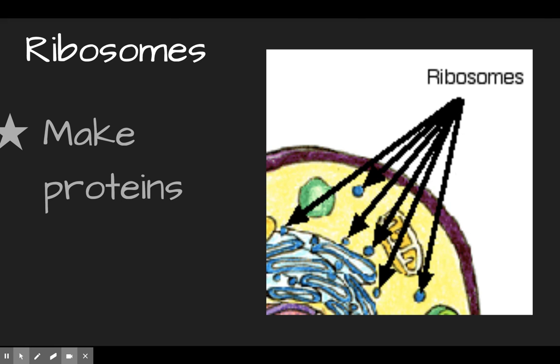So ribosomes make proteins. Proteins was one of our 4 types of macromolecules. Remember, we had carbohydrates, lipids, proteins, and nucleic acids. So ribosomes are what are making those proteins within the cell.